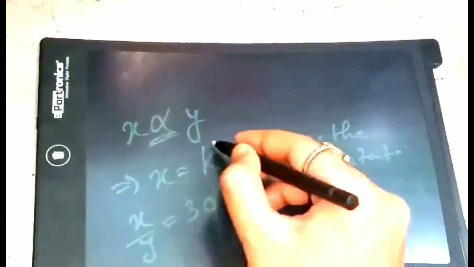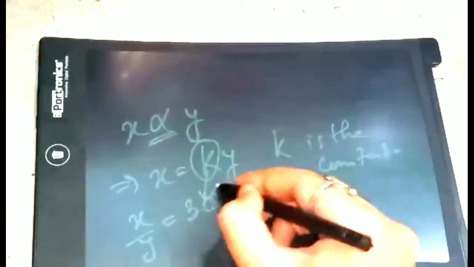Which constant am I talking about? See, in the last example we found x by y is 30. So for the last example we found x by y to be 30. So this k for the last problem becomes 30. So this is the concept of direct variation.